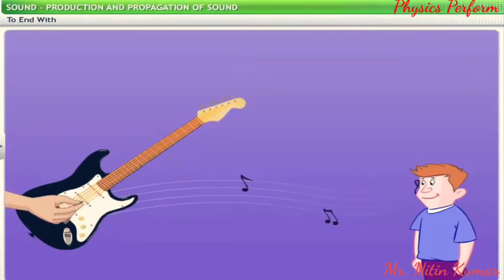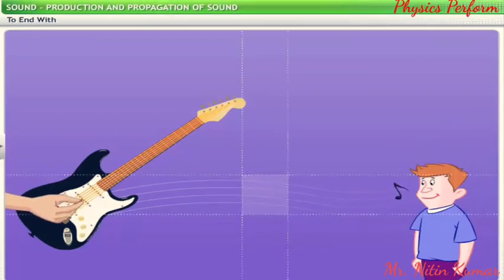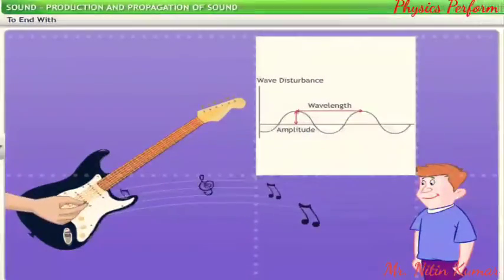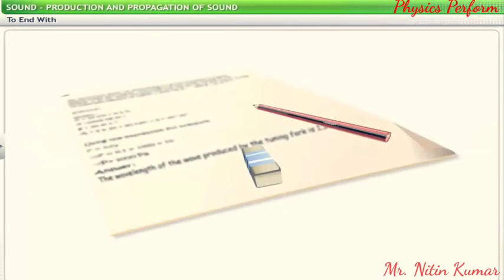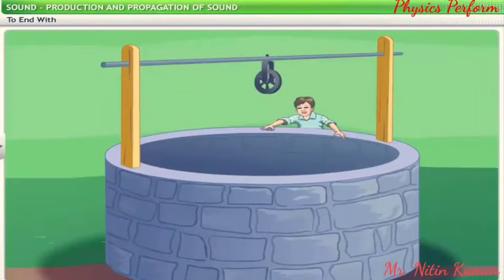This brings us to the end of this lesson on production and propagation of sound. In this lesson, you learned how sound is produced and propagated. You also learned about longitudinal waves and transverse waves in relation to sound waves. Finally, you learned about some important characteristics of sound waves. The section on solved problems provides you an opportunity to review some model problems based on these concepts.